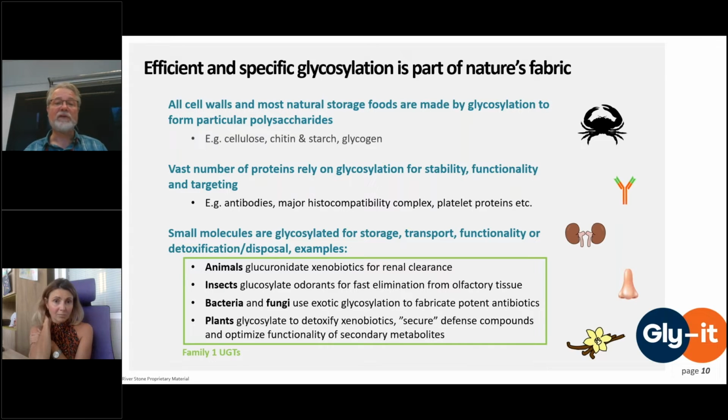Animals, such as ourselves, glucuronidate xenobiotics for clearance in our kidneys. Insects glycosylate odorants for fast elimination from the olfactory tissue, and that's actually strong evidence that the same happens in mammals. Bacteria and fungi use glycosylation to fabricate potent antibiotics. I mentioned that a few slides ago. And finally, plants glycosylate to detoxify xenobiotics.